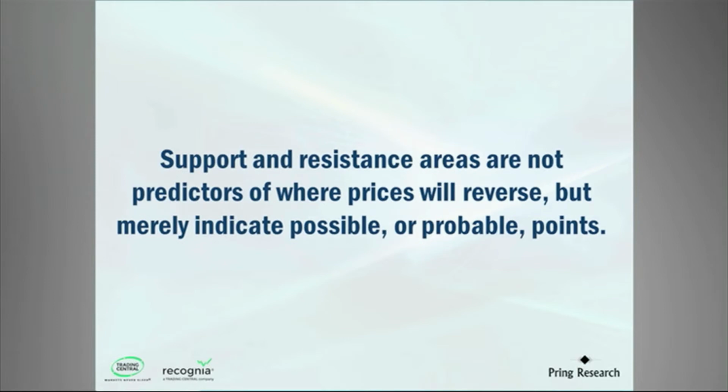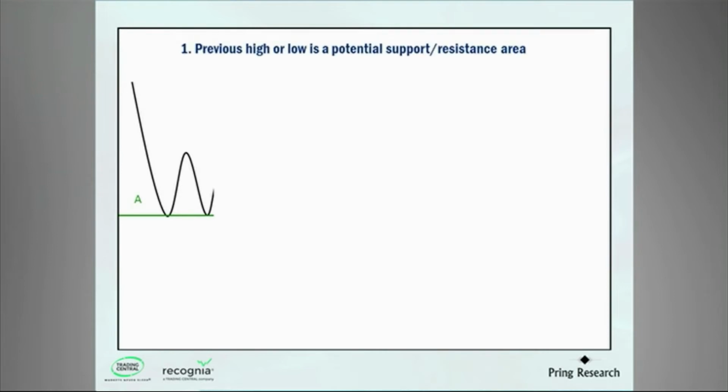If in doubt, think of support as a temporary floor for prices and resistance as a ceiling. At the outset, I think it's important to emphasize that support and resistance areas are not predictors of where prices will reverse, but merely indicate possible or probable points. At the beginning of this diagram, the price is declining. It finds a bottom at A and then moves up. The next time it falls to A, it again rallies. So A may now be said to be a support area. This establishes our first principle of support-resistance analysis, that a previous high or low is a potential resistance or support level. The third time the price slips to A, it goes through, or as we say, violates support.